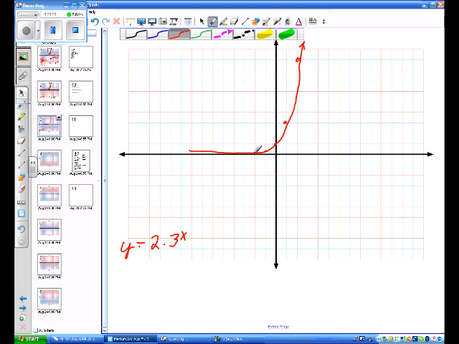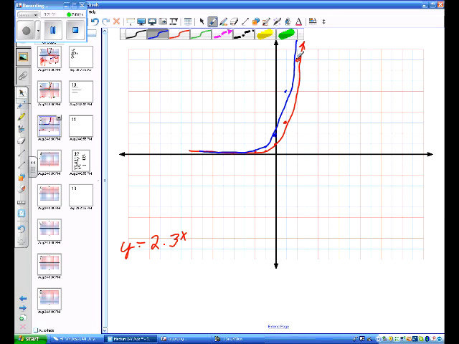So we have 1/9 multiplying that by 2 would be 2/9. 1/3 times 2 would be 2/3. 1 times 2 would be 2. 3 times 2 would be 6. And 9 times 2 would be 18. So what that does is it causes this to increase a lot faster. It does a stretching.